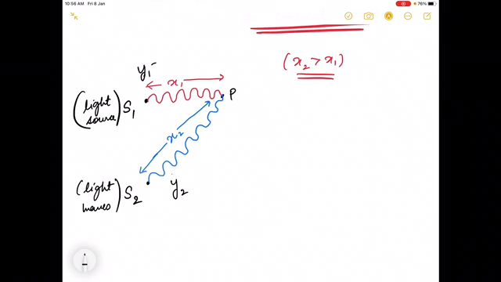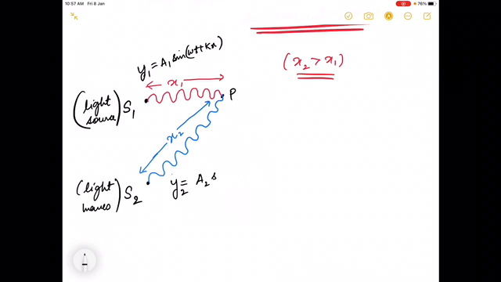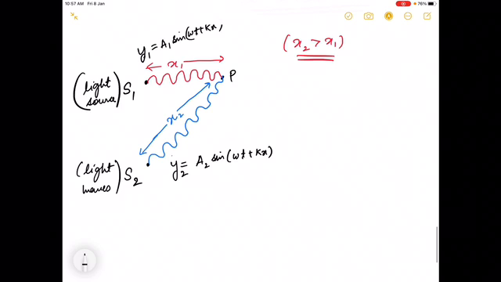For y1, I can write the equation for this wave: a1 sine (omega t plus kx). The omegas are the same because they are coherent sources. Again, for y2 I can write a2 sine (omega t plus kx). So now I have written the wave equations for the waves going from S2 and the waves going from S1. Now these waves are traveling and reaching the point P. Let's say these waves started from S2 and S1. Let me write it here.